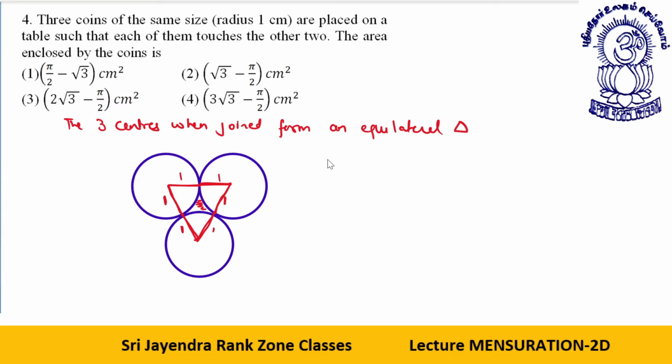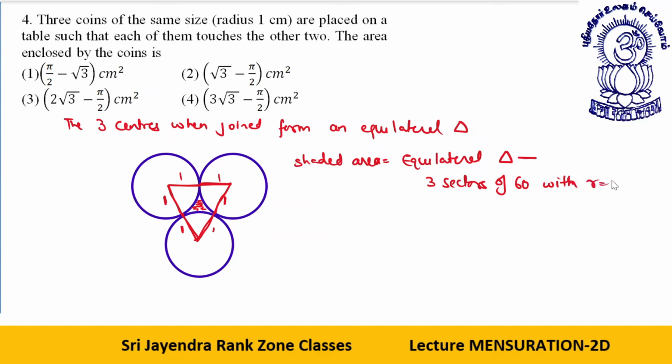This portion done. Second thing, shaded area. We require this shaded area. What is the shaded area? Shaded area is equilateral triangle minus three sectors of 60 degree with radius equal to 1.